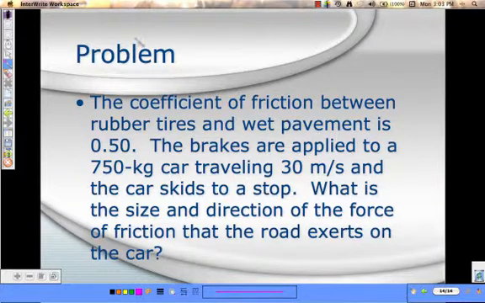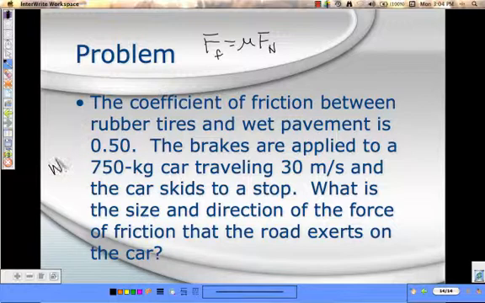Are we moving at a constant velocity? Let's draw a picture here. Are we moving at a constant velocity? No. I guess it's not asking for the applied force. It's just asking for the force of friction, huh? So our force of friction is equal to mu times the normal force. And our normal force is equal to the weight, because we're on a horizontal road.